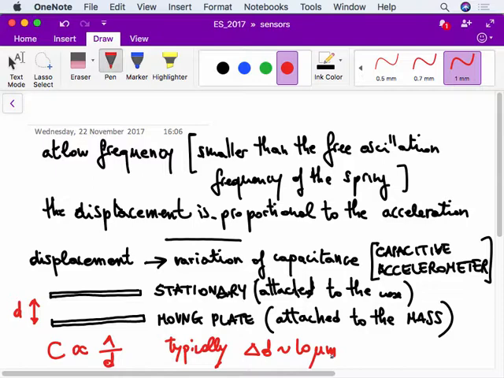So to summarize this point, basically what we need to do is we have a mass, a spring, and a damping term so that we are able to transform the acceleration into a displacement. Then we use this displacement to move the moving plate of a capacitor so that we can modulate, we can change the capacitance. And therefore we can transform this variation of capacitance into an electrical signal. That is how it is done.